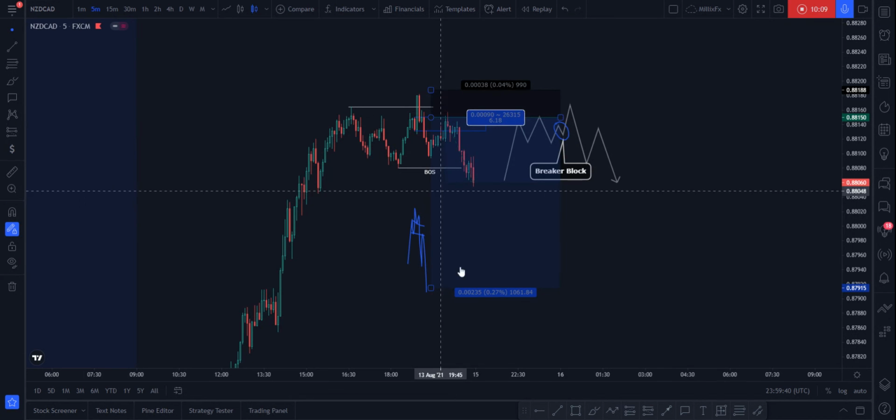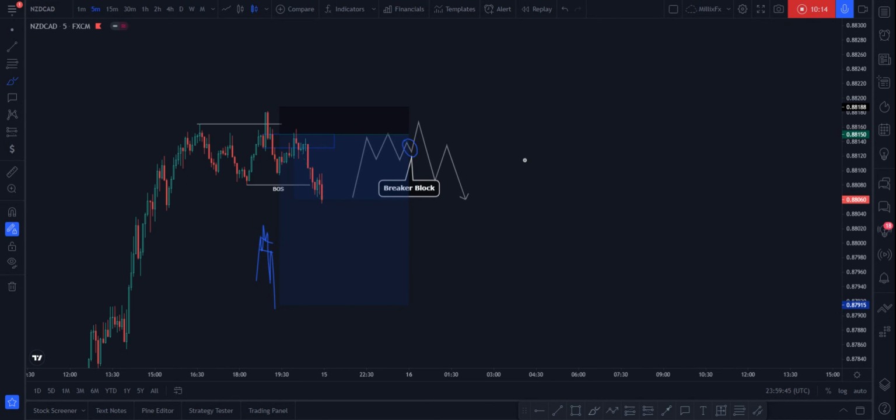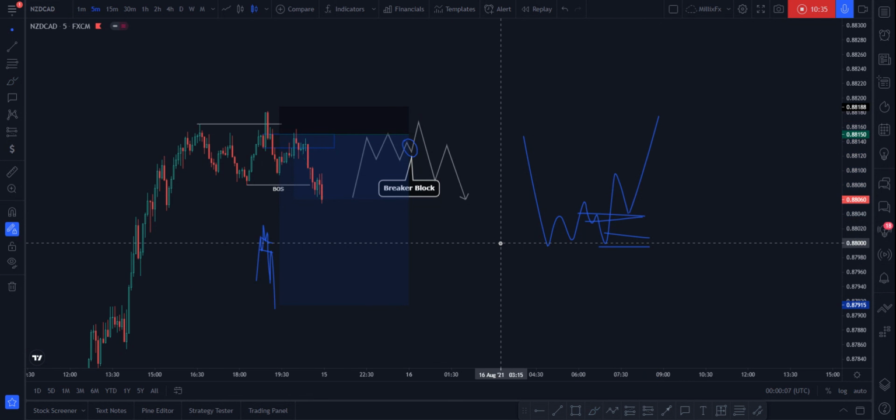So that is a breaker block for you guys. And this happens in the opposite way as well. You can see the market moving to the downside and making a shift of structure, then coming down, breaking the previous low. Then don't expect the market to come and cover this whole down move. Just take your line, put it here, and wait for the market to tap into this, then explode back to the upside. So, guys, that is what I have for you about breaker blocks.